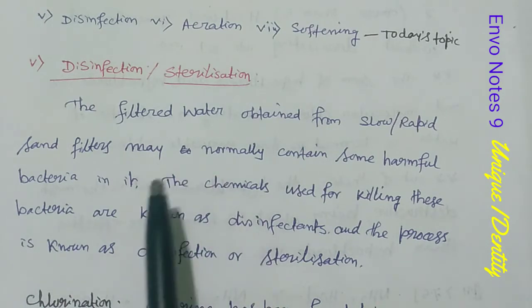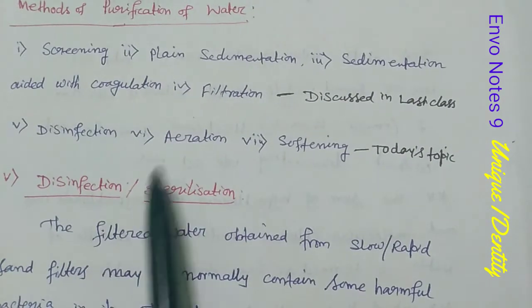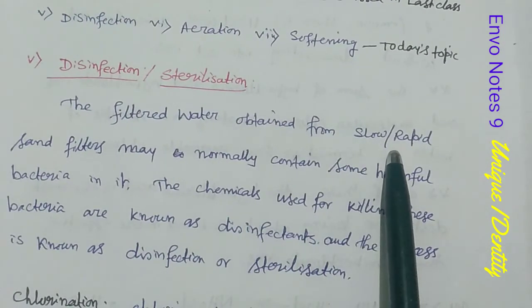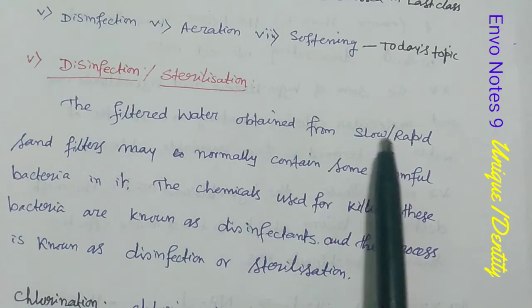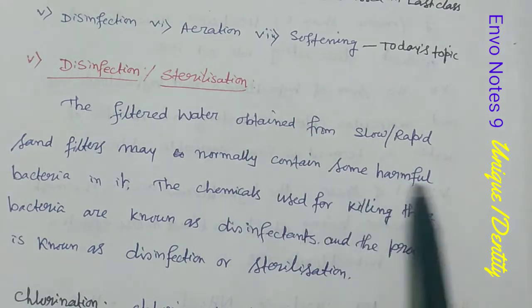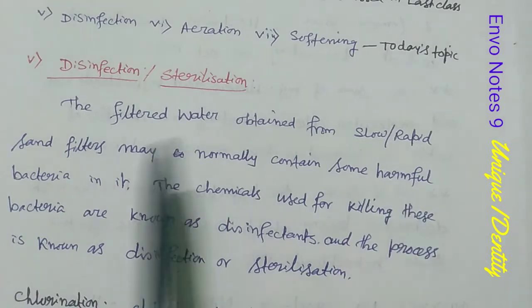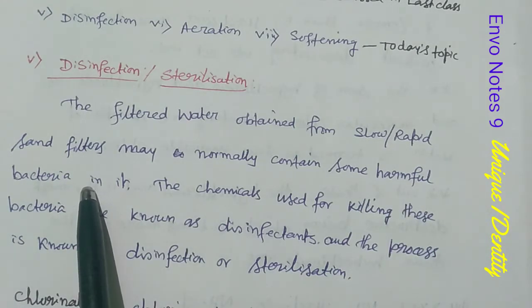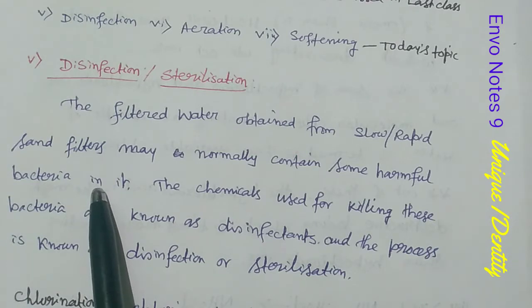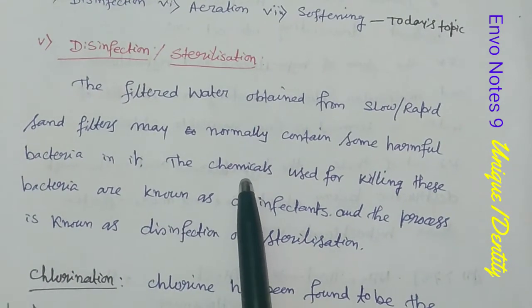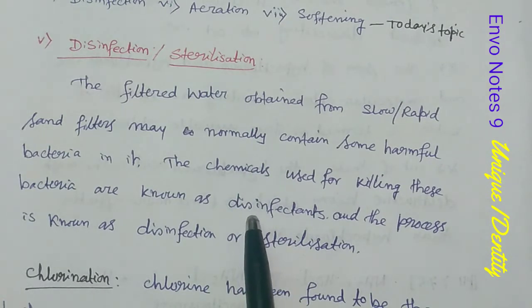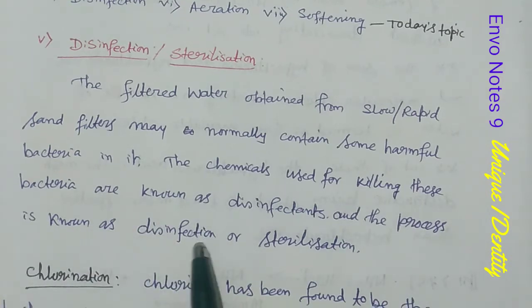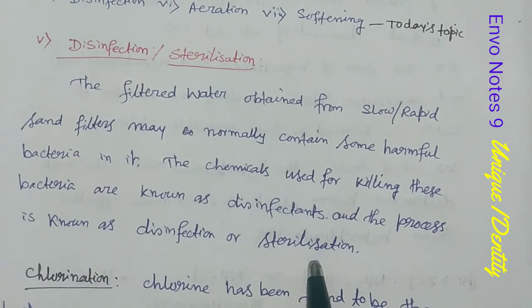As you have seen, before this disinfection there was filtration, through the rapid sand filter and slow sand filter. The water filtered from the slow sand and rapid sand filters generally contains some harmful bacteria, so this bacteria should be removed. For removing it, we use some chemical to kill the bacteria. Those chemicals are known as disinfectants, and the process is known as disinfection or sterilization.